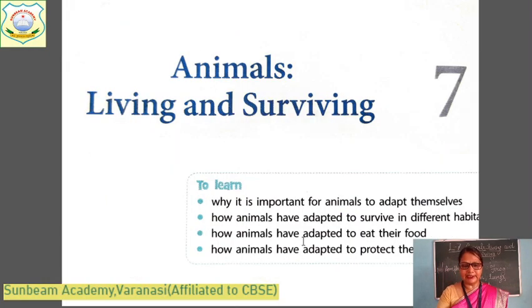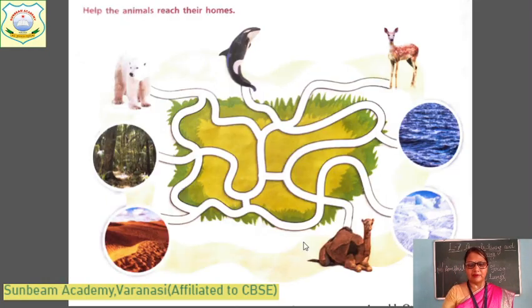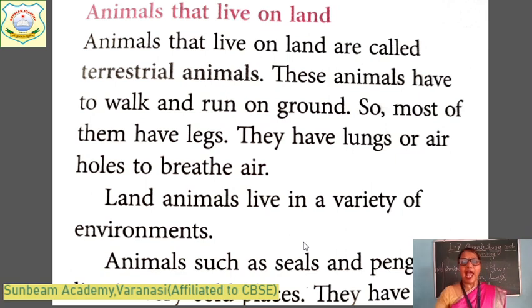Let's read another thing. Animals that live on land. Animals that live on land are called terrestrial animals. These animals have to walk and run on the ground, and so they have special legs. They have lungs or air holes to breathe air.